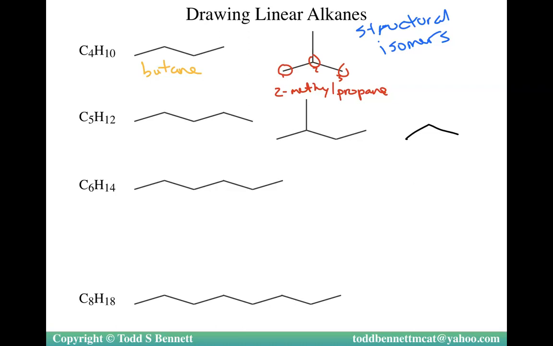Now I have two groups, you know, methyl and methyl. So this one, whereas this is pentane, this is 2-methylbutane. This is now propane because the longest chain is now 1, 2, 3 carbons. But this is 2,2-dimethyl.